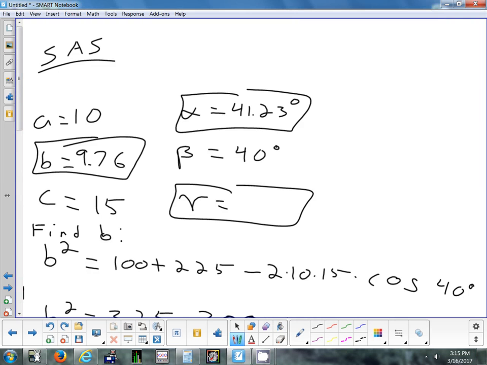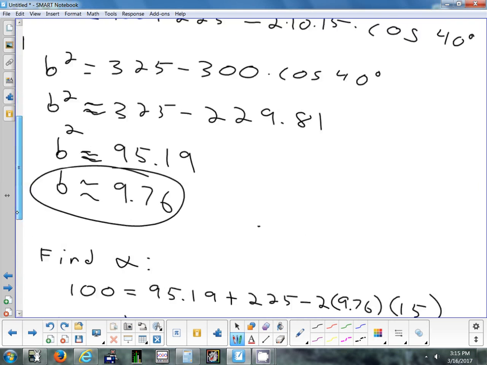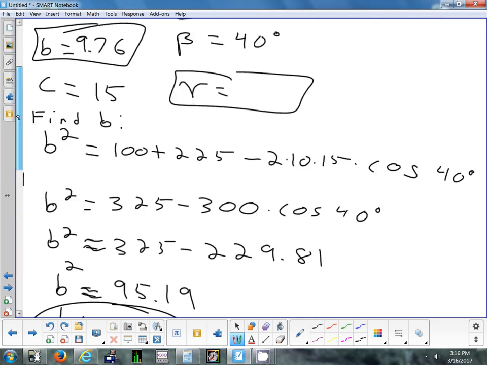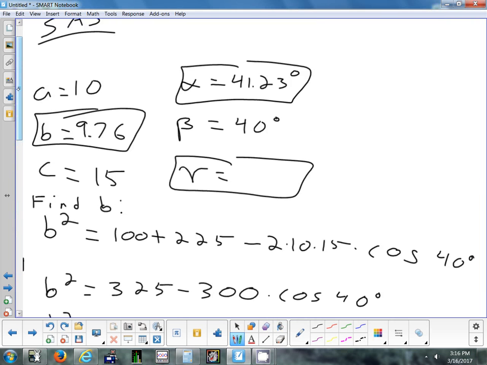Now, how can you find gamma? Subtract. We'll add those two up and subtract from 180. That's one way to do it: just add alpha and beta, and subtract them from 180. Or you can go through and do this calculation again, except do it for gamma instead of alpha. What I'm going to do is just subtract from 180.